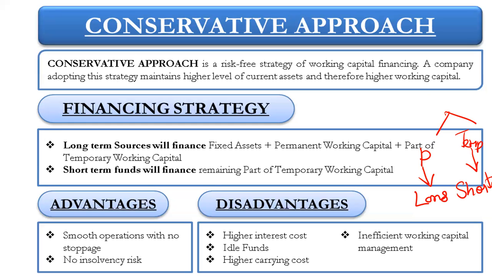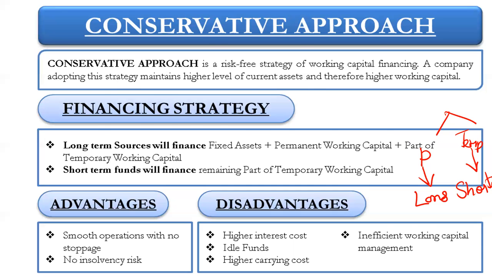Then no insolvency risk. Here we are using the appropriate measure, so there will be no risk of insolvency. Let's discuss the disadvantages. Higher interest costs. The interest costs are very high. Then funds are kept idle. Then higher carrying cost. The carrying cost is also high, and the working capital management is inefficient. Okay, I hope this is clear. The interest cost will be high because long-term sources are being used.